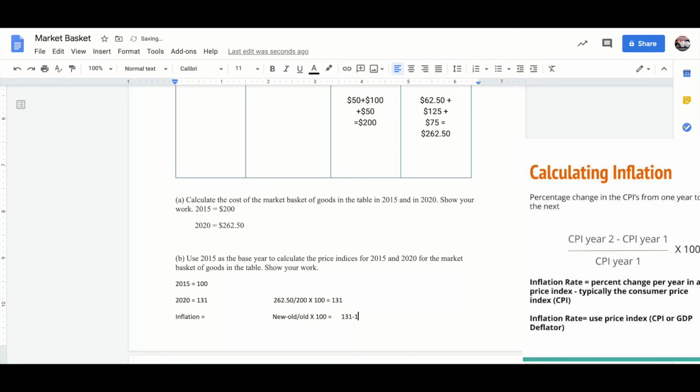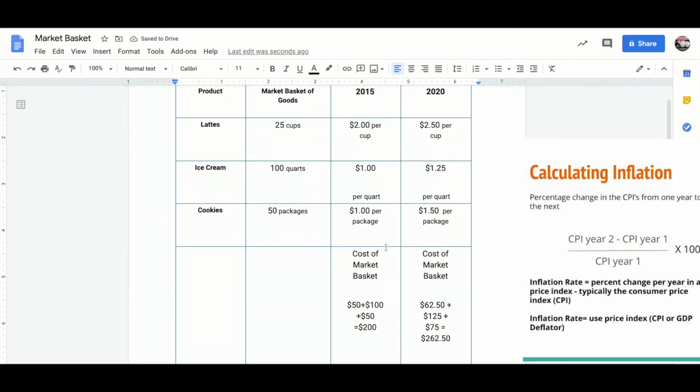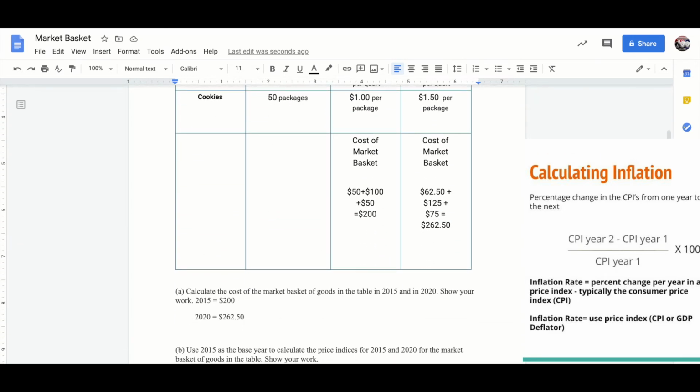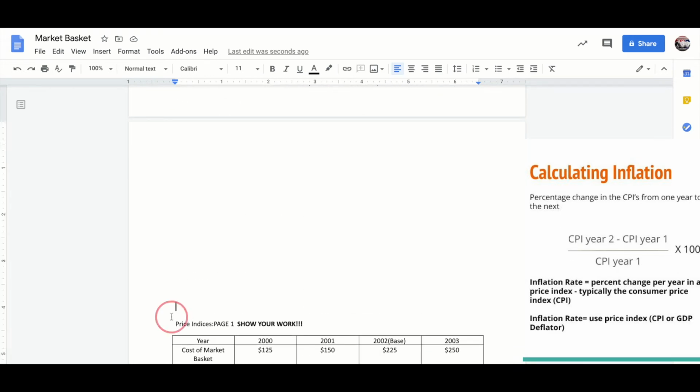minus 100, our old, divided by 100, our old, times 100, and that's going to come out to a 31% increase in prices. Between those 2 years, prices increased by 31%. So that's your inflation rate, and that's how you can use CPI to measure inflation.